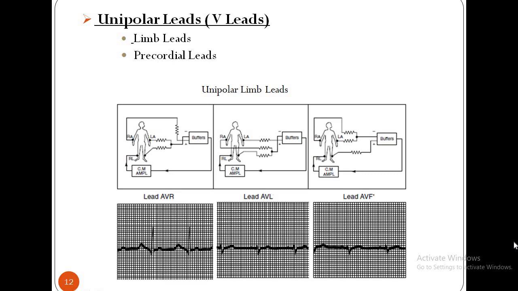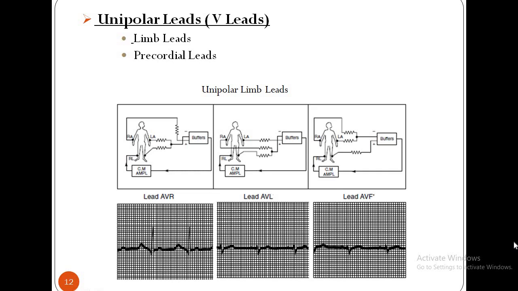In this arrangement, the electrocardiogram is recorded between a single exploratory electrode and the central terminal, which has a potential corresponding to the center of the body. In practice, the reference electrode or central terminal is obtained by a combination of several electrodes tied together at one point. Two types of unipolar leads are employed, which are limb leads and precordial leads.